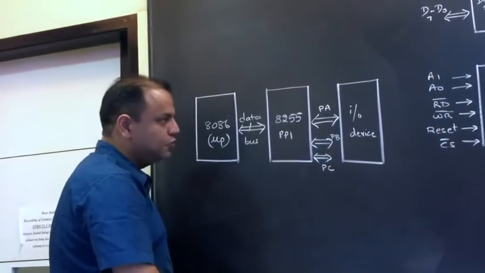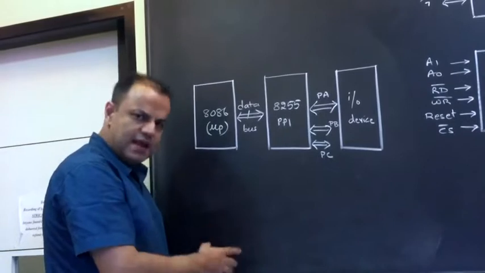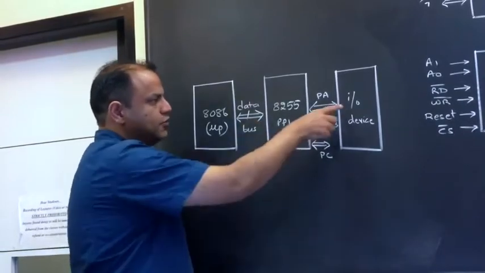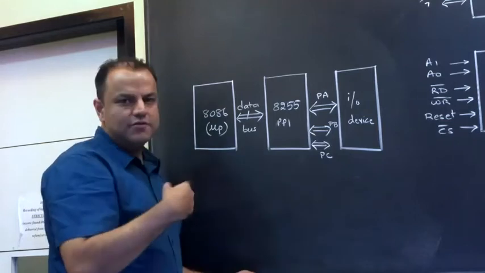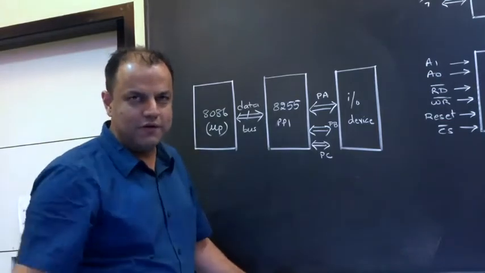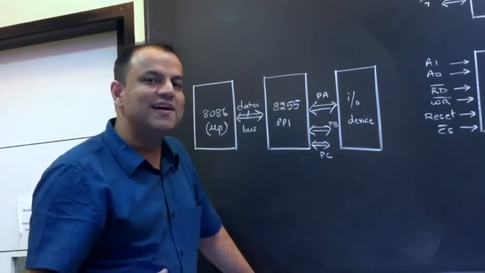Why do you need these ports? Why can't we connect the I/O device directly to the processor? Can we? Of course we can. Remove 8255. You can connect this directly to the data bus of the processor. What's the problem? When you do transfers like this without 8255, it's not that the transfer cannot happen. Of course it can happen. But the transfer is unreliable.